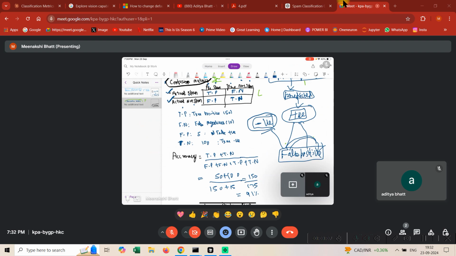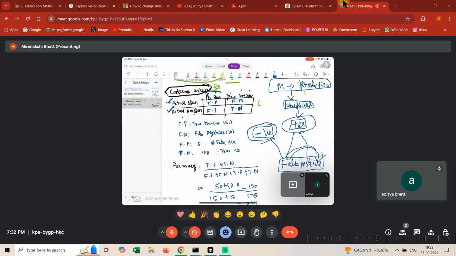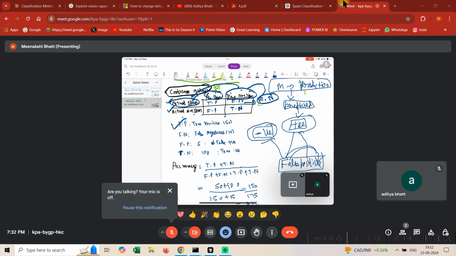This is the analogy. If the model has predicted something as spam and actually it is spam, it's true positive. If your model has predicted something as not spam, but actually it is spam, it's a false negative. Our model has predicted the negative class, not spam, but actually it is spam, so it is false negative. What is false positive? Your model has predicted something as spam, so it's predicted positive, but actually it's not spam, so it's false positive. And true negative is actually not spam and predicted not spam. I guess you understand this, guys.